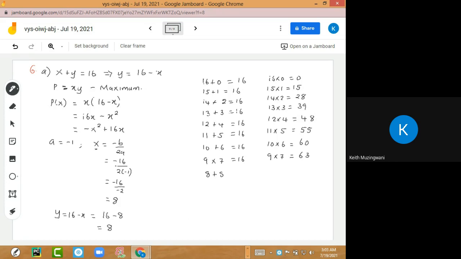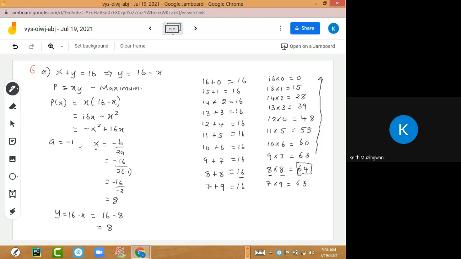8 plus 8, so this is plus here. 8 plus 8 gives us 16, but 8 by 8 gives us 64. If you go down, you have 7 plus 9 will give us 16, but 7 times 9 will give us 63. Meaning that we're now going back, just switching the numbers until we get there. So the only two numbers giving us 16 and having the maximum product, we've seen, is 8 and 8.